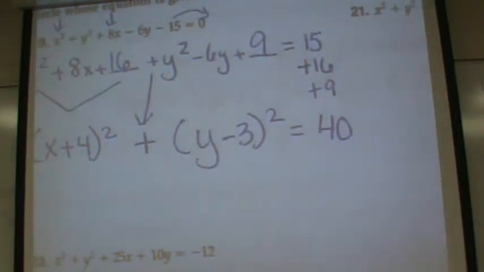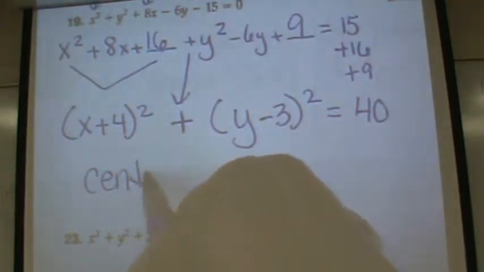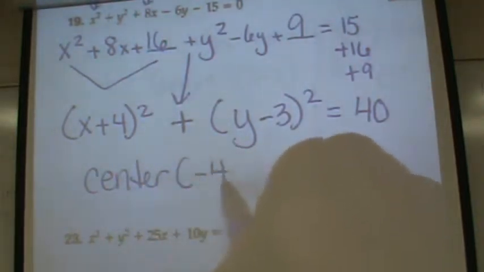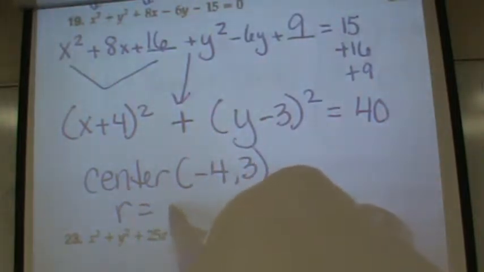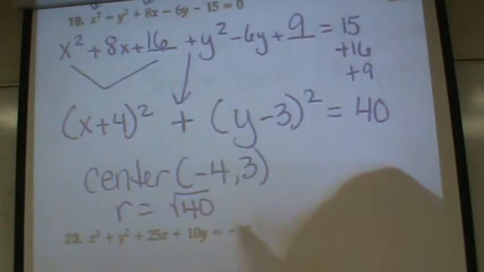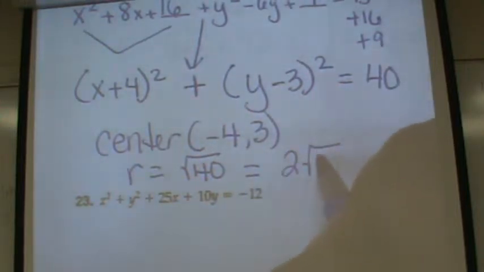Okay, so now can you tell me all that I need to know? What's the center? Negative 4, 3. And what's the radius? Square root of 40. Can we simplify that? 2 root 10. Good job.